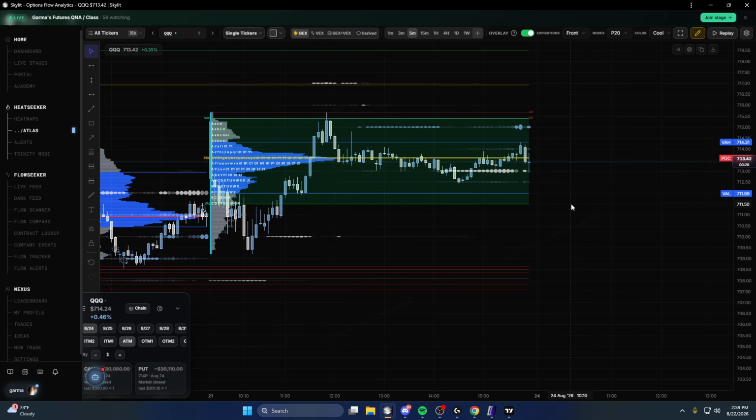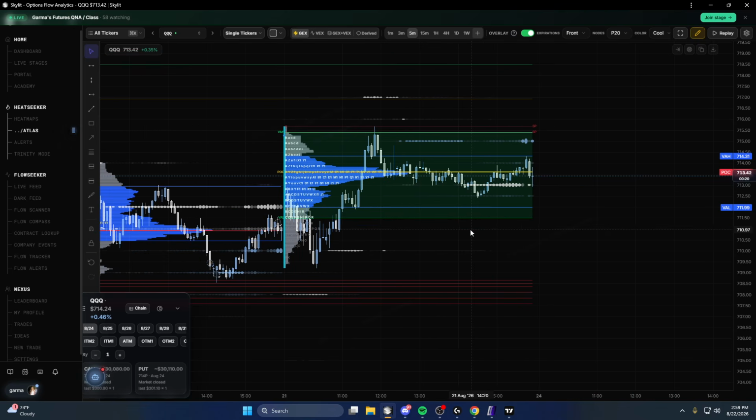What does your screen look like? TPOs on. So I normally mark out my TPOs in the morning, then I'm done for the day. I don't look at them after that. I mark out my levels from the previous days, and then I don't look at the profiles.